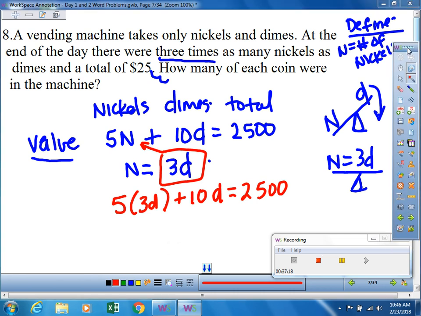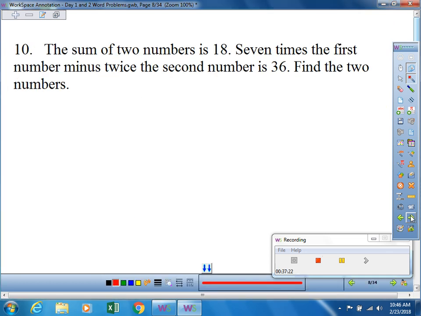Okay, let's go to the next type. So leave some space under this one. I want you to write number 10. Okay, number 10 is going to be just like the last 2 problems, 12 and 15. Okay, so let's read this. The sum of 2 numbers is 18. 7 times the first number minus twice the second number is 36. Find the 2 numbers. What do we know we have? What are we trying to find?